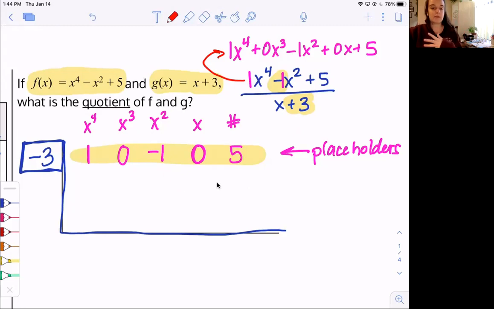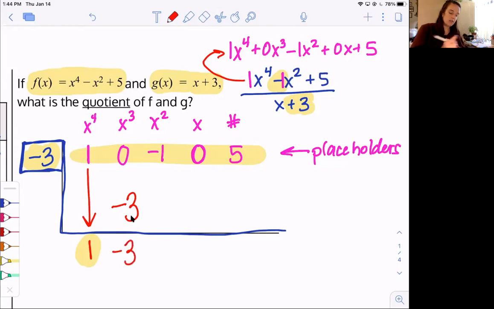What is my first step? What do I need to do first? Drop 1. I'm gonna drop 1. Perfect. Drop 1. And then I need to do what next? Multiply. Yes, Mia, thank you. I need to multiply 1 times -3. So 1 times -3 is -3. And then now I need to do 0 plus -3, or just 0 minus 3, would be -3.